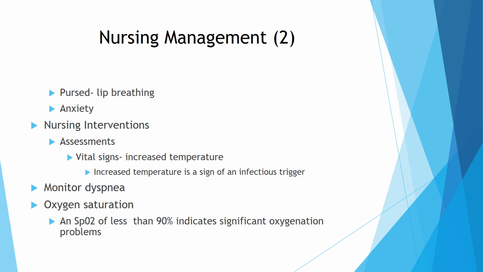Nursing interventions. What are we going to do for these clients? We are going to assess. We're going to go back and assess again, because we are nurses and that's what we do. We are going to monitor vital signs, and what we are looking for right now is an increased temperature, because that will be a sign of an infectious trigger. There is an infection present. We are going to monitor their difficulty breathing. We are going to look at their O2 saturation. If it is less than 90%, it will indicate significant oxygenation problems.